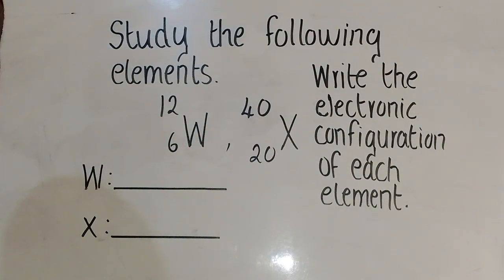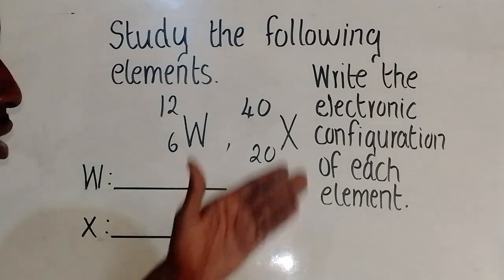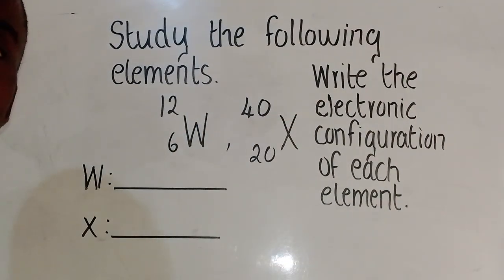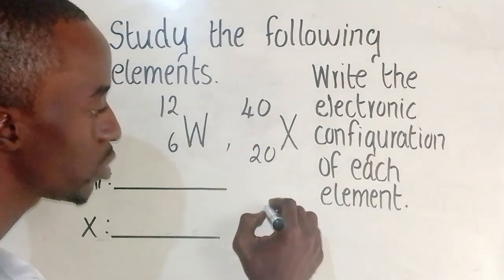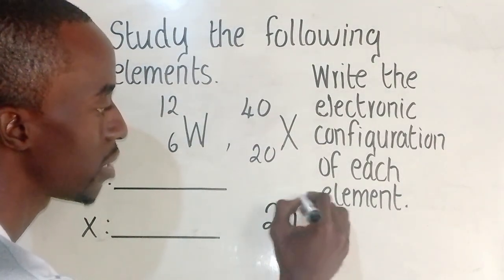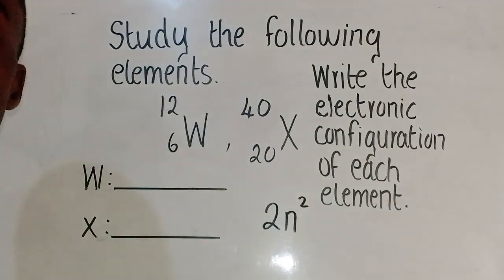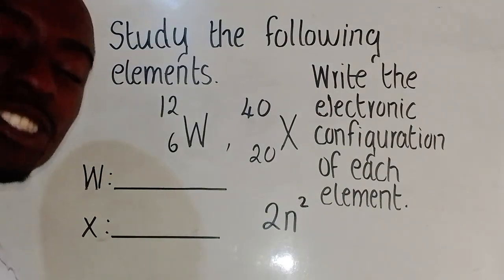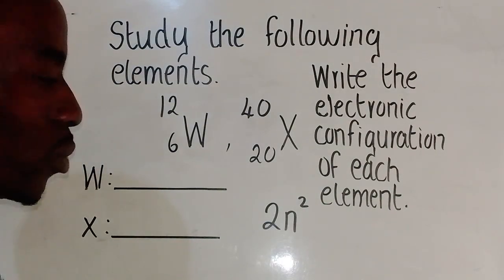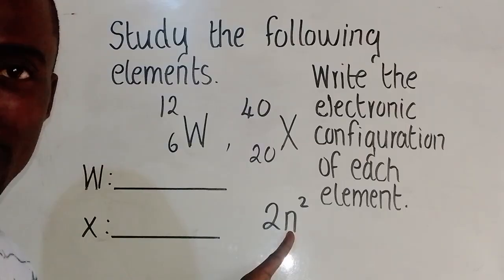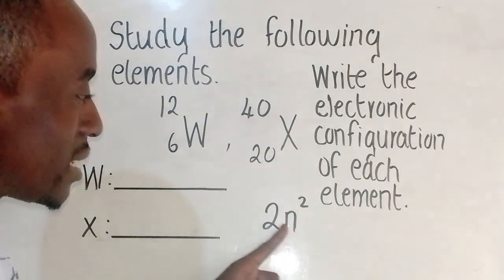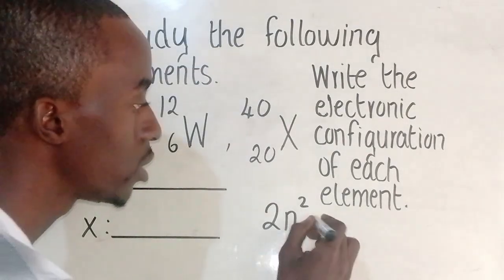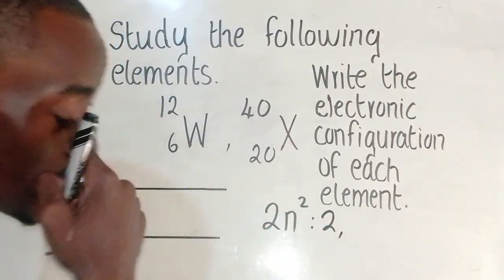So what you do here is this. Since the question is talking about writing the configuration, you're supposed to follow this number. Now this number is just a formula which helps us to find the actual numbers. So where there is n, we put a 1. So 1 to the power 2 is 1, and 1 times 2 is 2. So meaning that in the first shell there must be what?